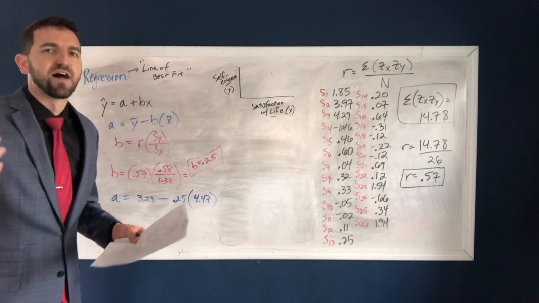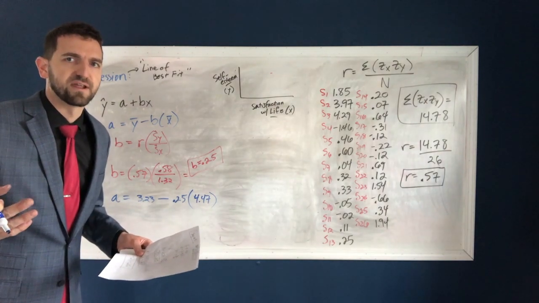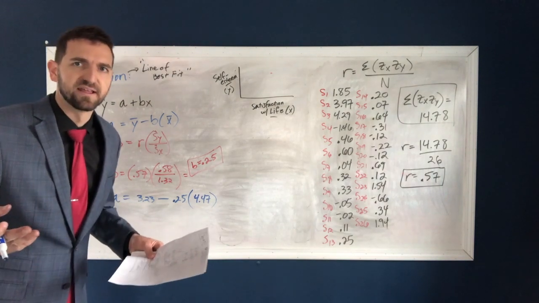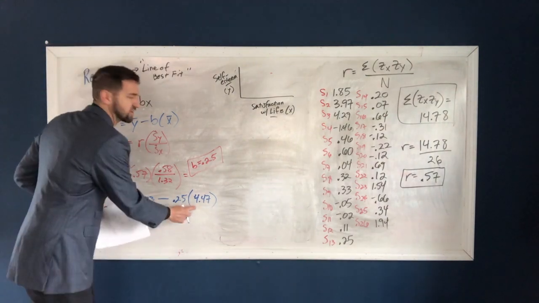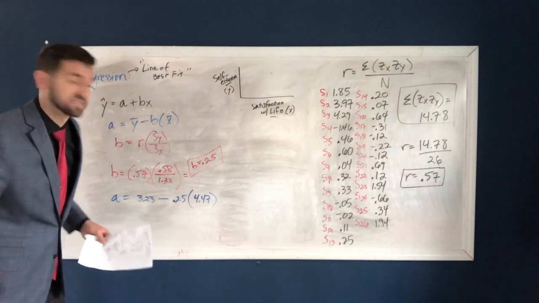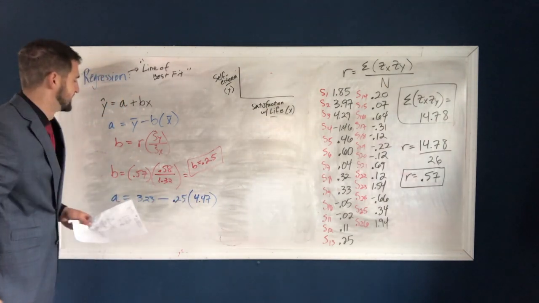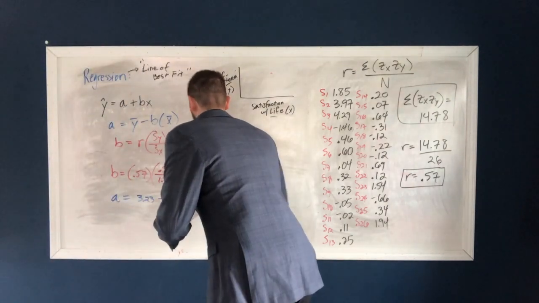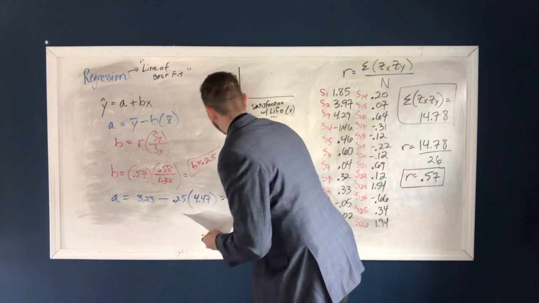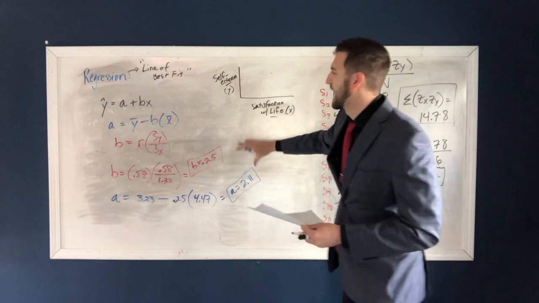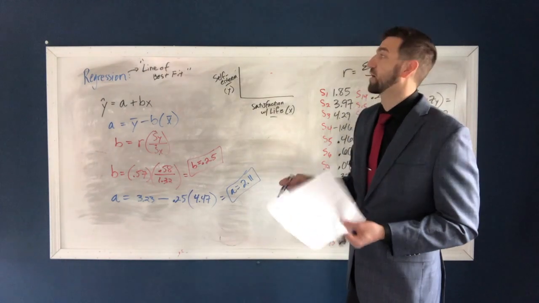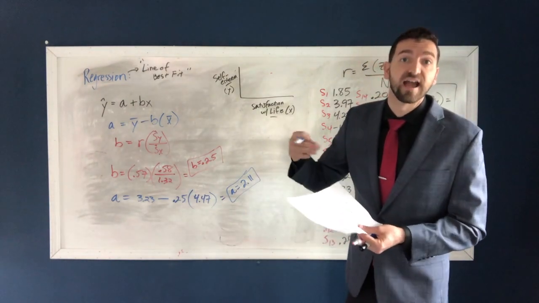Again, following PEMDAS, which is order of operations: parentheses, exponents, multiplication. So you have to multiply this before you subtract. So 0.25 multiplied by 4.47, then take that and subtract it from 3.23. So for A, you're going to get 2.11. So we found A and B. Now we just plug those into y hat and we have our regression equation, or rather our line of best fit.